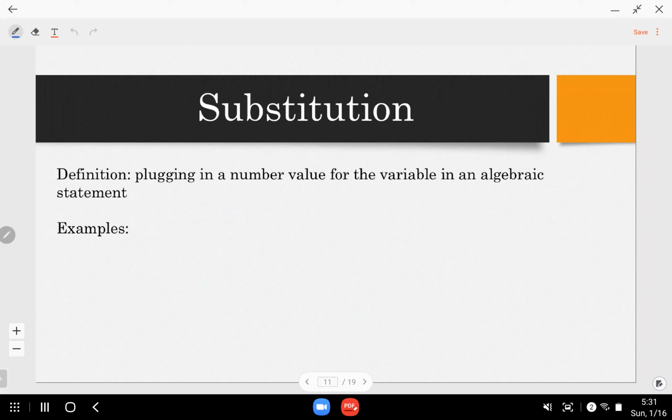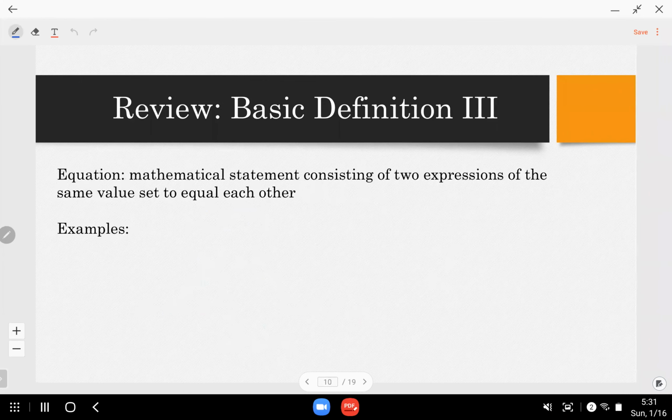So now let's go on with some equations. An equation is a mathematical statement consisting of two expressions of the same value set to equal each other. This is the key point here. Expressions do not have equal signs, but equations do have equal signs, and we can do really amazing things with that equal sign because we know that they're equal to each other. That's basically the main point of today's lesson, because it's substitution. They're two values you can use interchangeably, right?